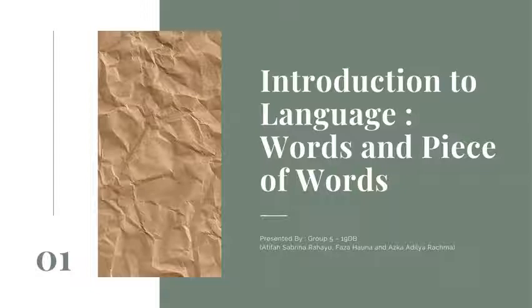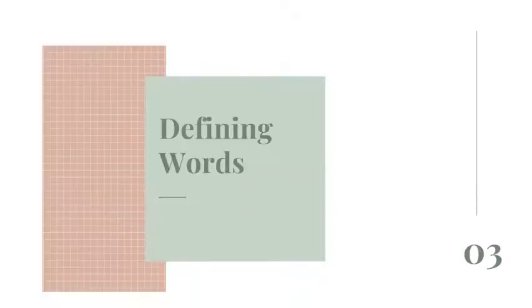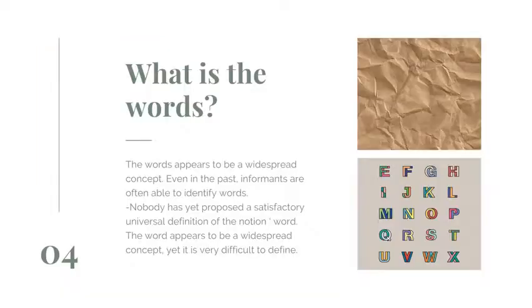Today, we are going to explain Chapter 6, which includes the material of words and pieces of words. This is the topic that we are going to talk about, starting with defining words, identifying words, morphemes, recognition of morphemes, types of morphemes, allomorphs, word classes, and major word classes. Let's start this material with the first topic, defining words.